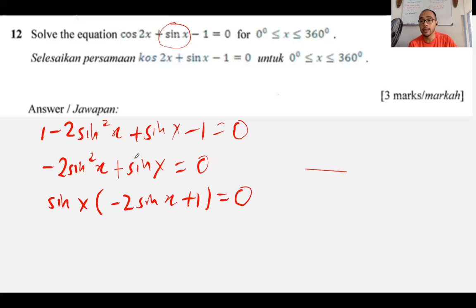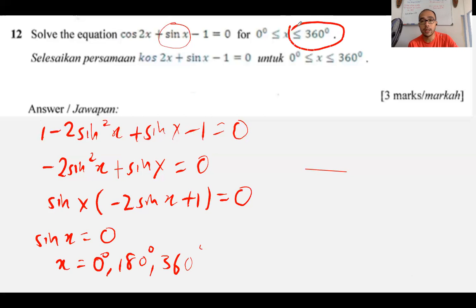So then there are 5 answers to this. The first situation is sin x equals to 0. So sin x equals to 0, and there are 3 angles where sin x equals to 0. X equals to 0, 180, 360. So 3 answers. We must include 360 because there is an equal sign. Okay, all 3 correct, 1 mark. This one, where you substitute cos 2x, this is 1 mark. All 3 correct is 1 mark.